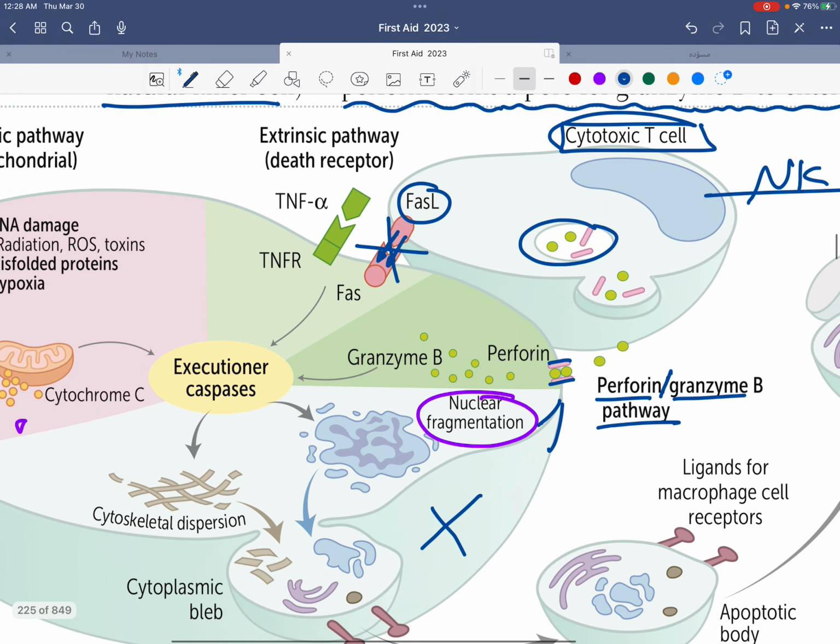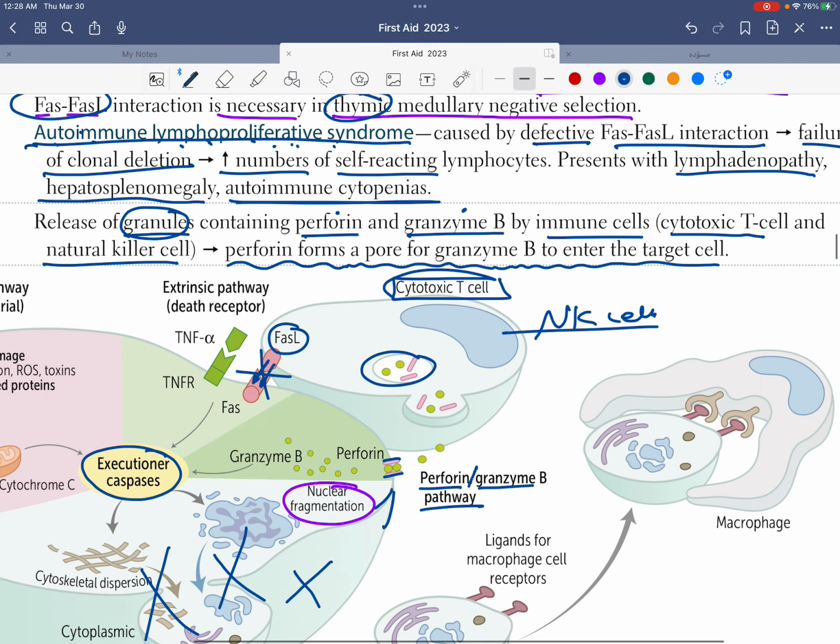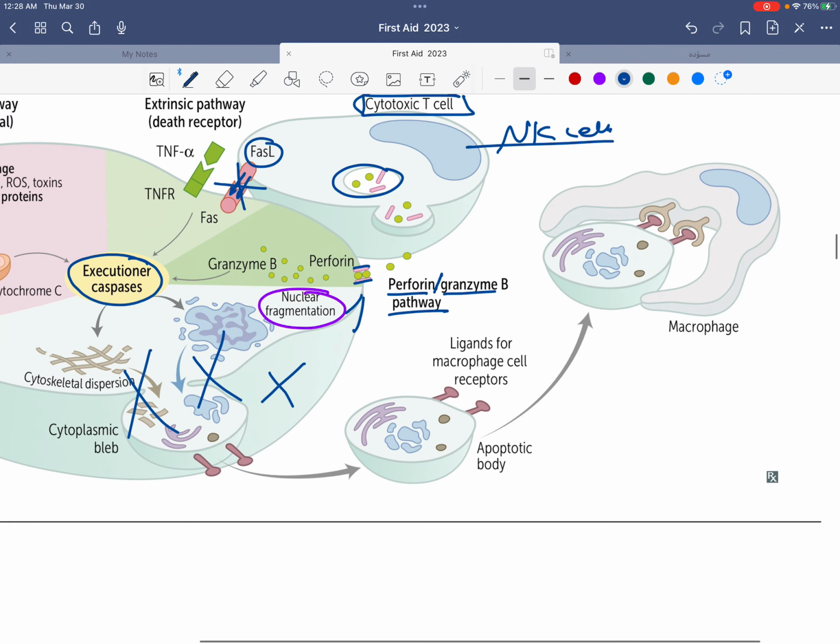How does it end up dying? It activates the caspases, and the caspases do every other step of killing the cell. The perforins form pores, as the name implies, creating pores in the wall of the cell, allowing these granzymes B, the enzymes that are going to kill it, to enter. So that's talking about the target cell.